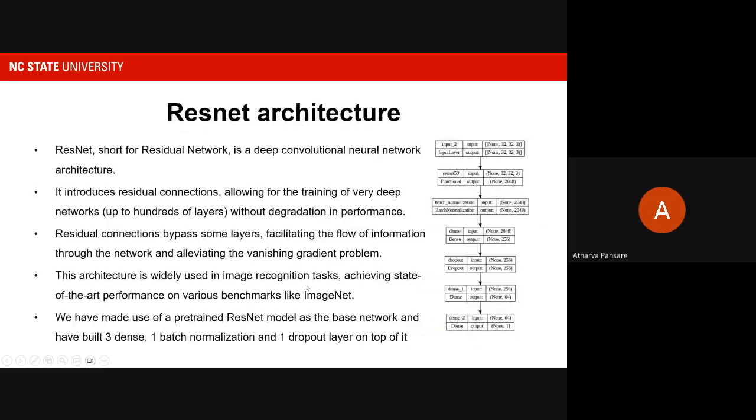Thank you, Prathamesh. So the first architecture that we used was the ResNet architecture, which stands for residual network. For very deep neural networks, there's the vanishing gradient problem, and that is solved using the residual blocks, which contain skip connections. In our project, we use the ResNet 50 as the base model, and on top of that, we built a couple of layers, such as two dense layers and one final classification layer. ResNet is widely used in image classification tasks, and we used a pre-trained model which was trained on the ImageNet dataset.